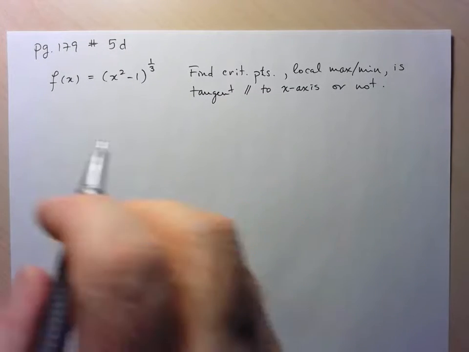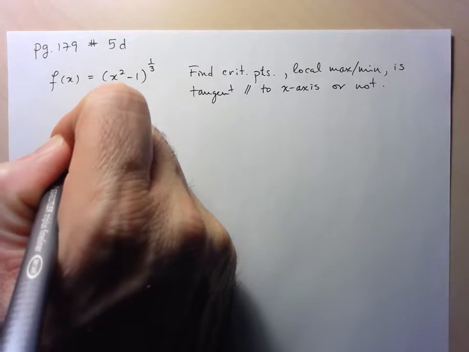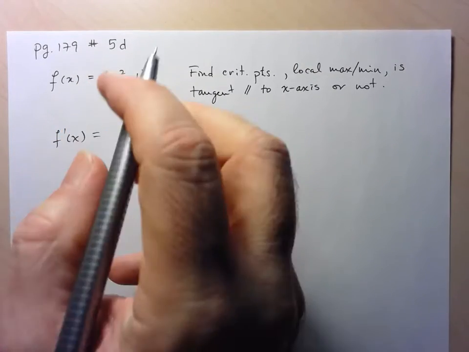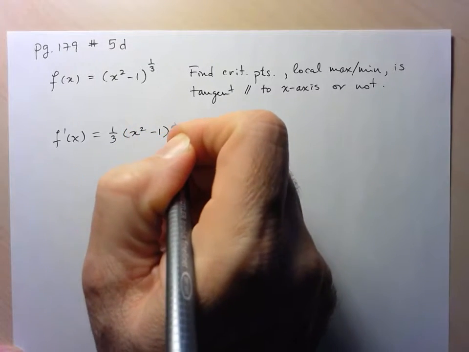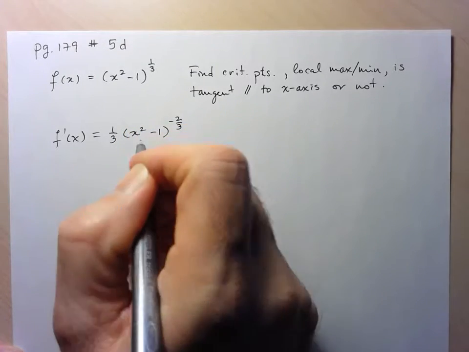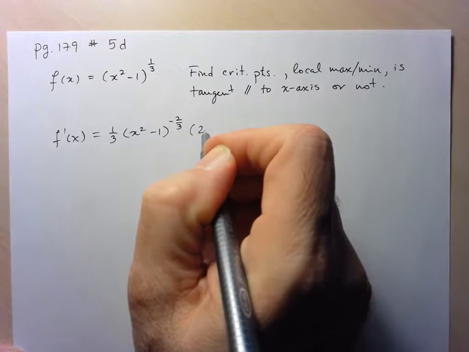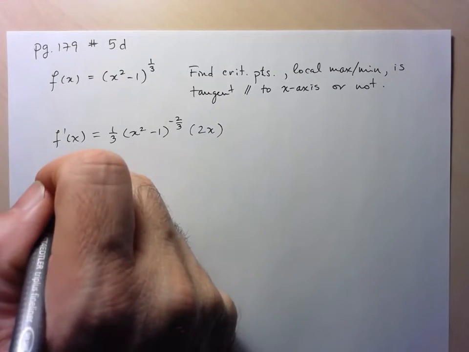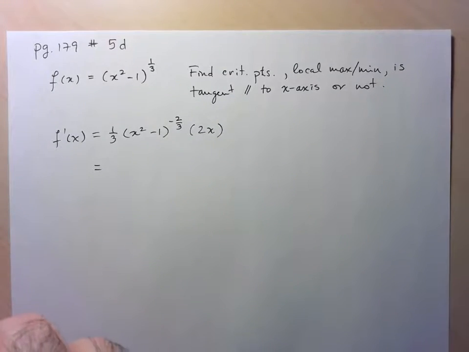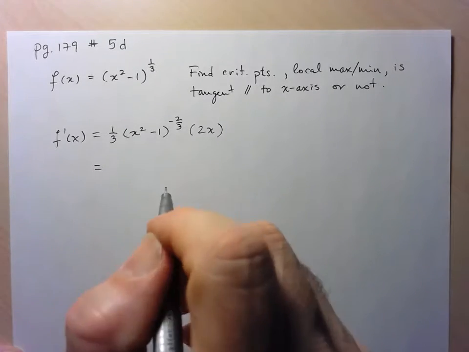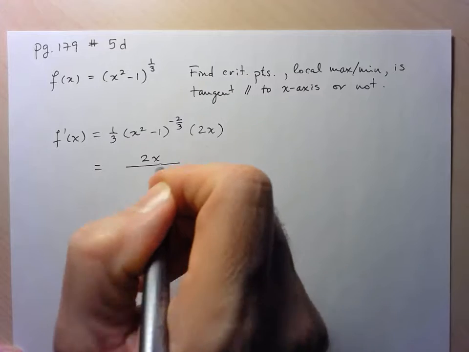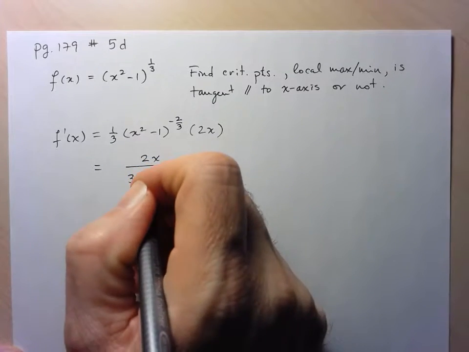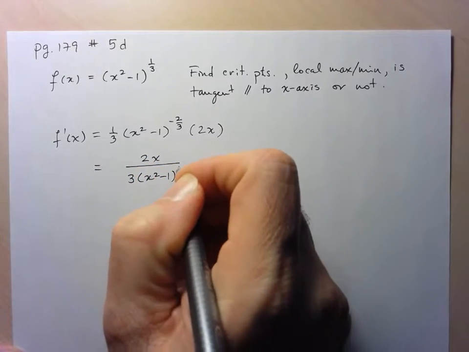Okay, so the first thing we'll do, of course, is to calculate the derivative. Here we just have 1/3 times (x squared minus 1) to the negative 2/3 times the derivative of x squared minus 1, so 2x. Let me simplify here. The only thing that stays in the numerator will be the 2x, and in the denominator we have 3 times (x squared minus 1) to the 2/3.